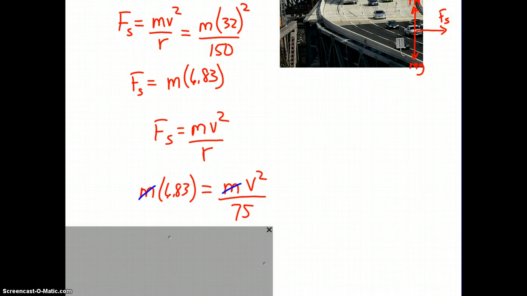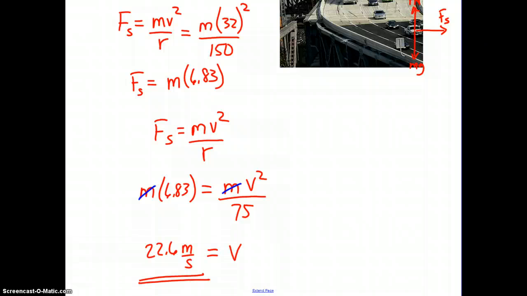On the right-hand side, we have the same mass, same truck, v squared over the new radius, which is 75. You can see that the mass cancels, which allows us to solve for the new speed, which would be 22.6 meters per second. This should make sense: you cannot go as fast in a turn of smaller radius when the same amount of friction is applied.